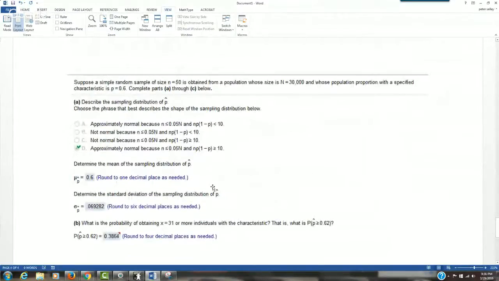Okay, so suppose a simple random sample of 50 is obtained from a population of 30,000. It's proportional, so the probability of success is 0.6. Describe the sampling distribution. Okay, so we got that one. It's approximately normal.